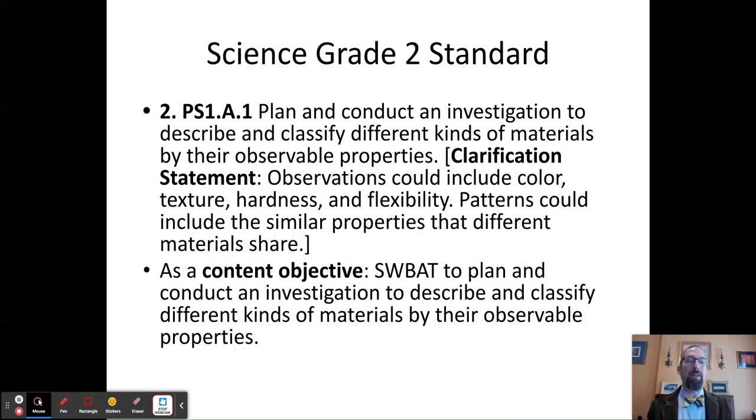Plan and conduct an investigation to describe and classify different kinds of materials by their observable properties. And then there's a clarification statement here. Observations could include color, texture, hardness, and flexibility. Patterns could include the similar properties that different materials share. Now, this expressed as a content objective could be: students will be able to, that's what the SWBAT is, students will be able to plan and conduct an investigation to describe and classify different kinds of materials by their observable properties.